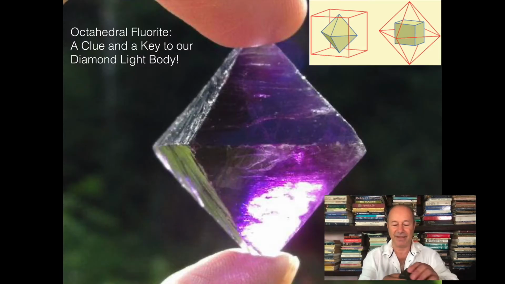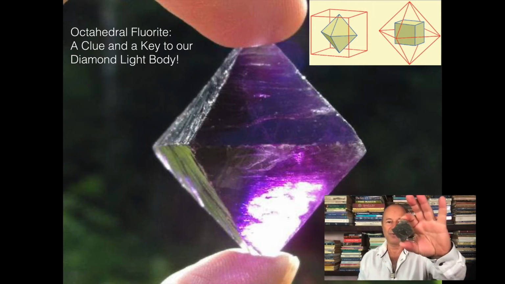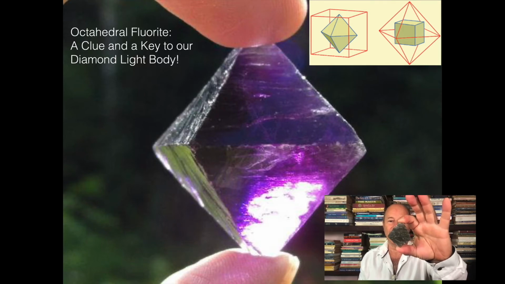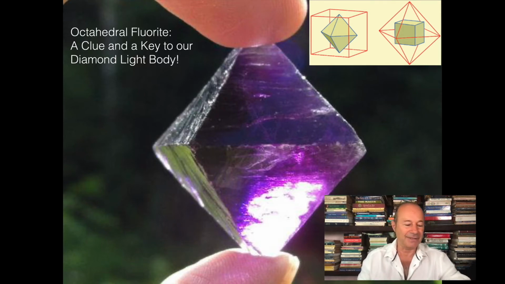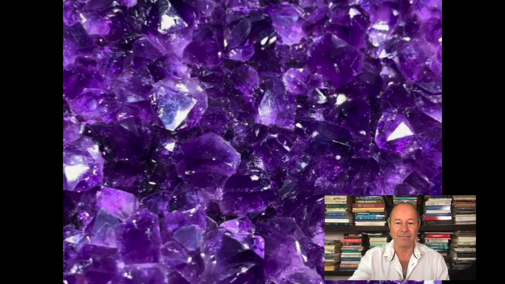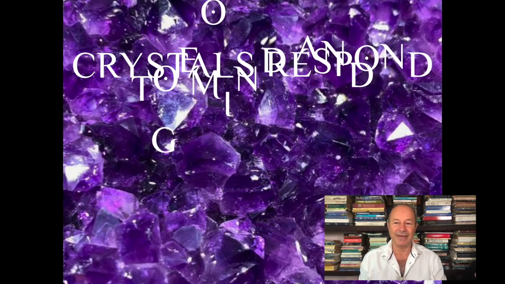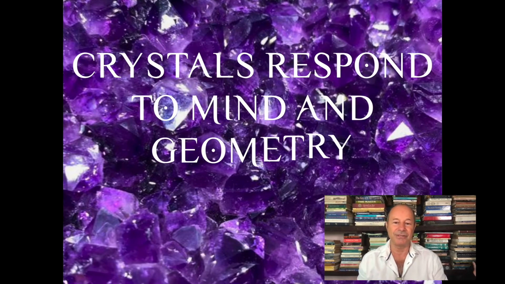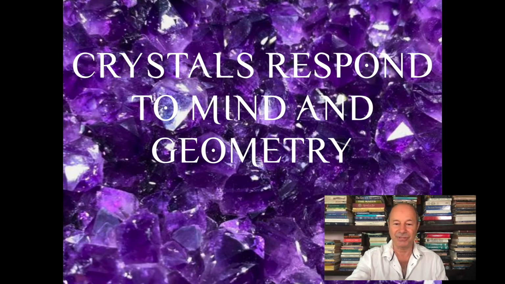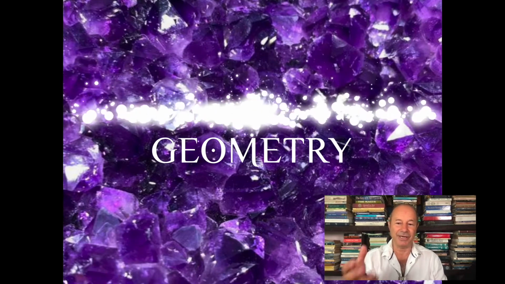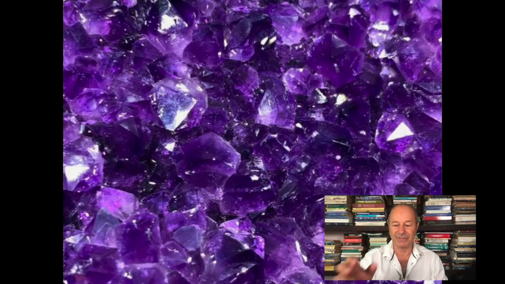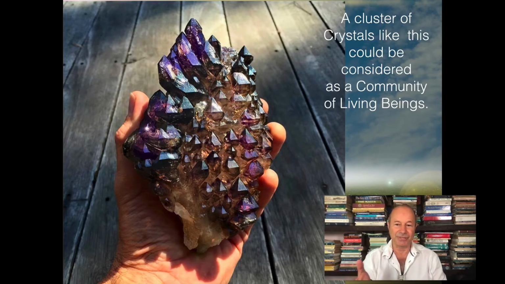This one here, we have the fluorite. This relates to the octahedral diamond light body, which is a field around us. And my journey has always been a fascination for crystals, how they actually respond to the mind and to geometry. And this put me on my journey to actually go deeper into understanding what sacred geometry is about.